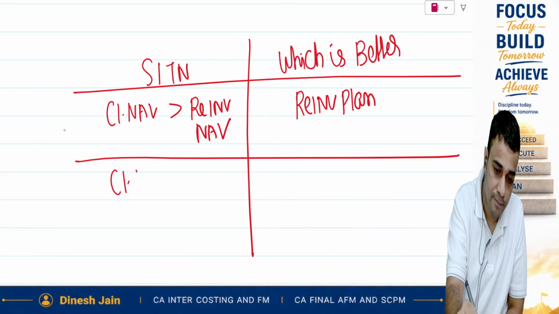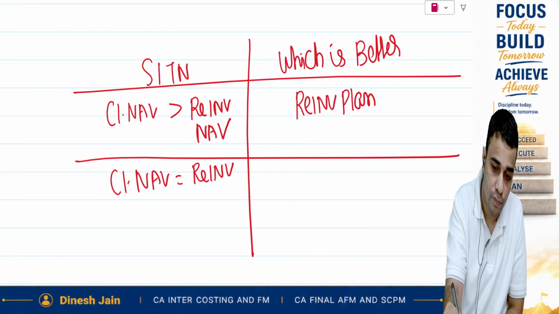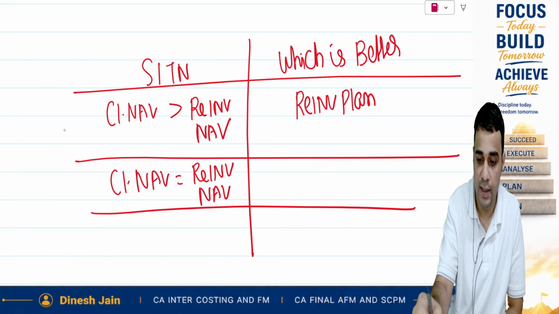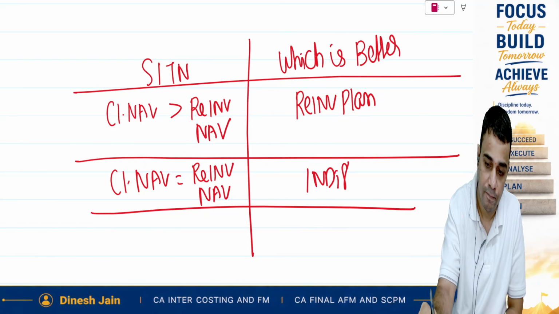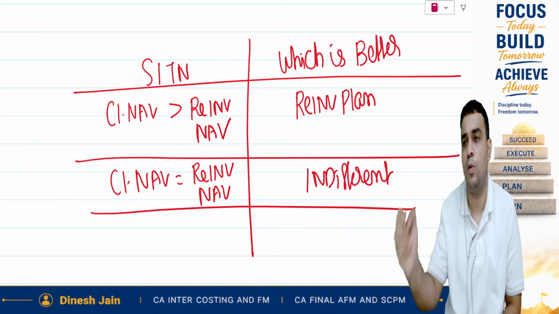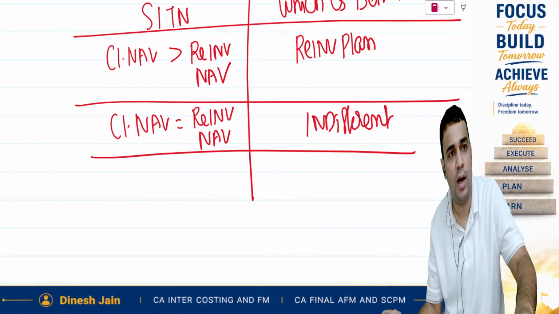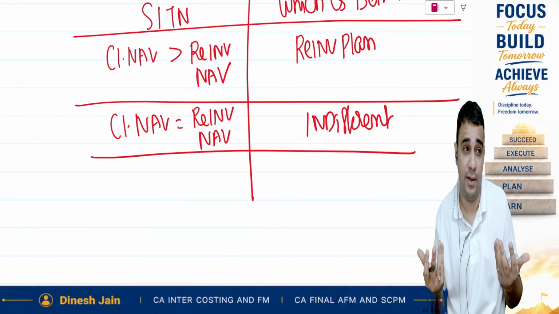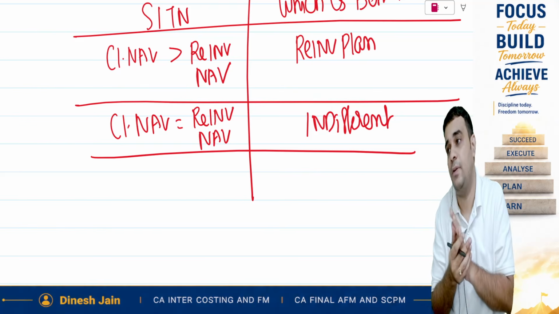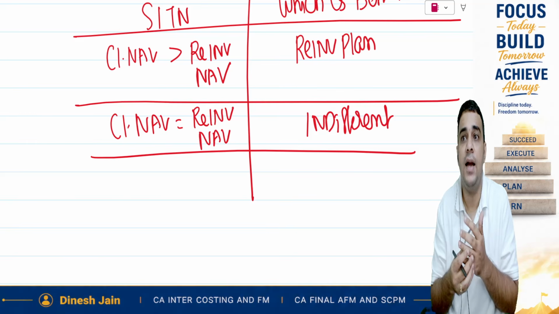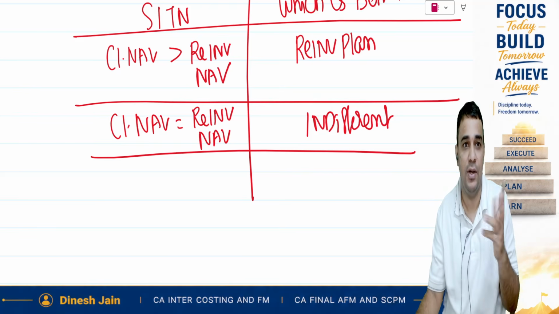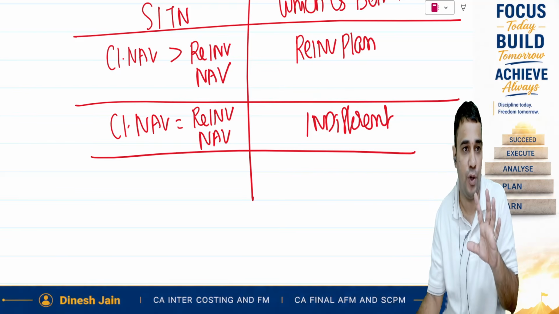Closing NAV equal to reinvestment NAV: indifferent. Indifferent means both are equal. And listen, I can never tell which is better, because only at the end of the year we will understand. So I can't plan saying that I'll go for payout or reinvestment. That is impossible.